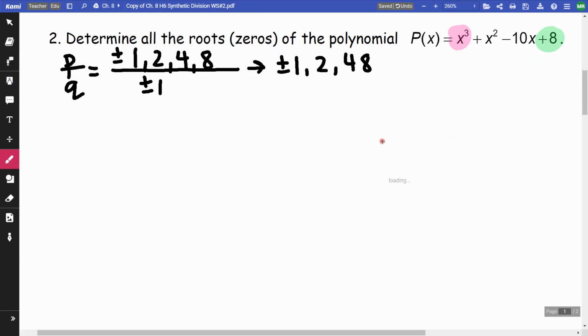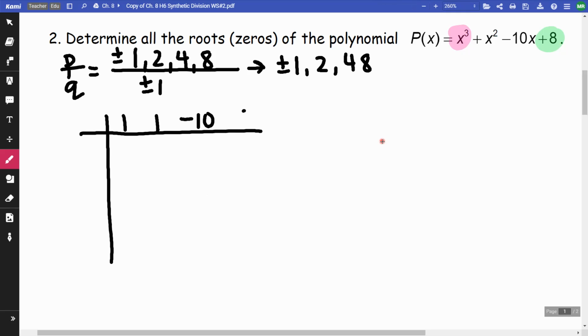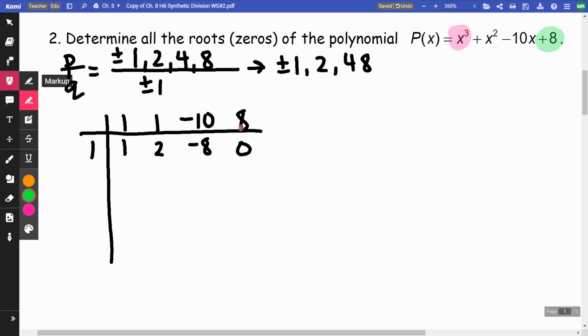So again, I'm going to do it in column form. 1, 1, -10, 8. My 0 is 8, so right now I'm 8 above the x-axis. Let's try 1 and see what happens. I bring down my lead, which is 1. 1 times 1 is 1, I add it to 1, I get 2. 2 times 1 is 2, I add it to -10, and I get a -8. -8 times 1 is -8, I add that to 8, I get 0. So I lucked out and happened to get it on the first try.